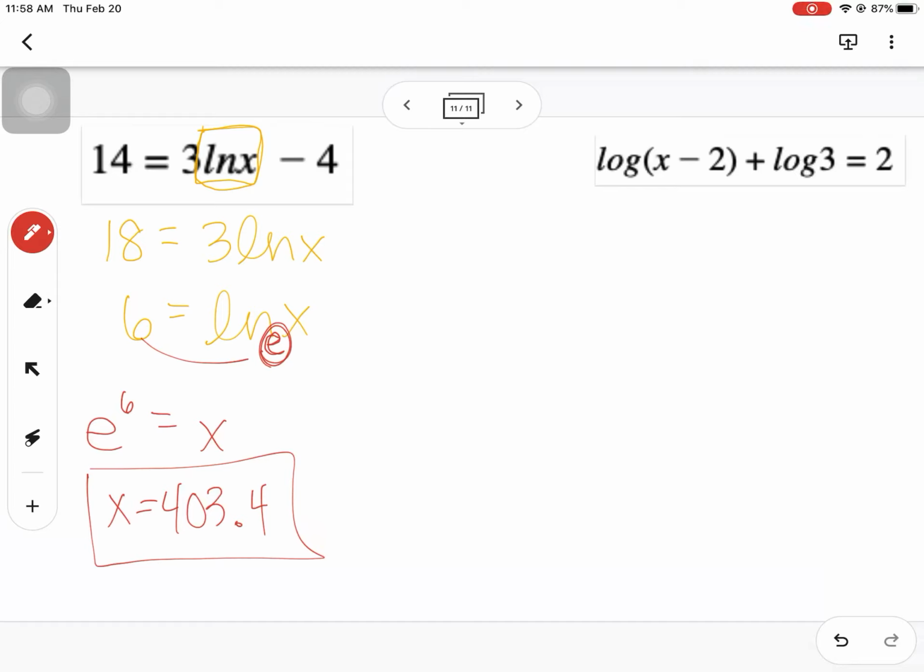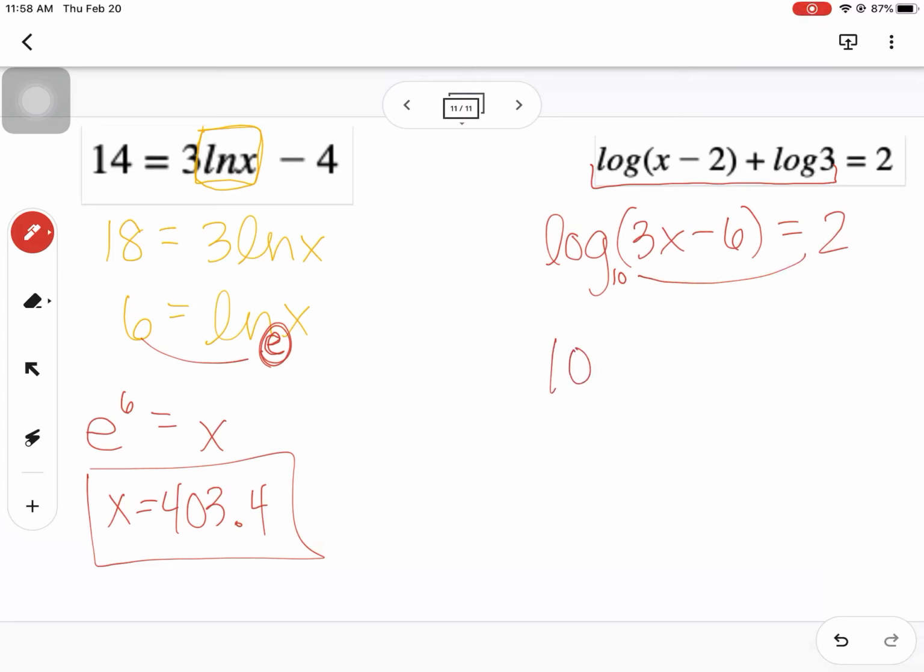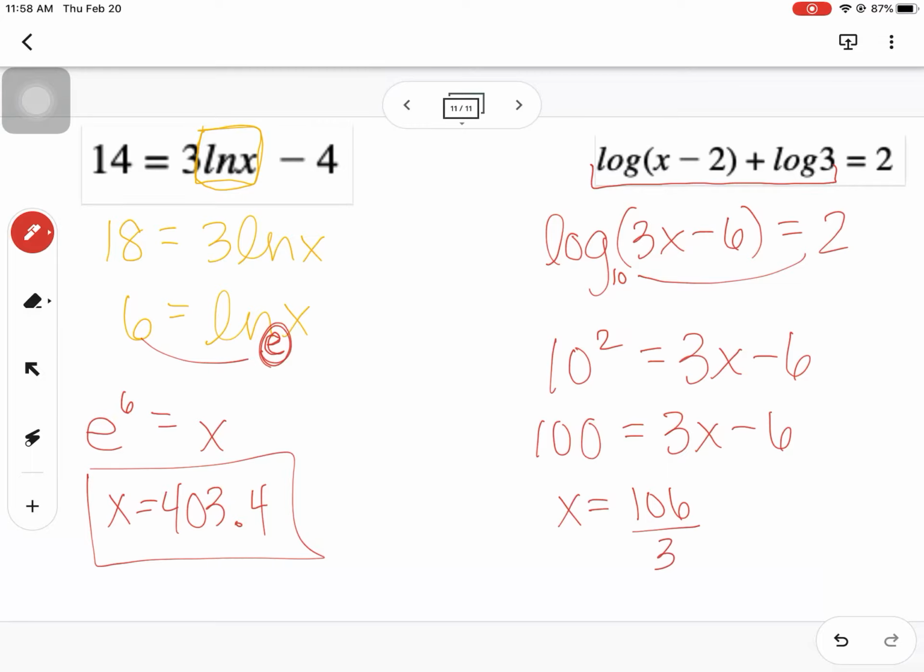Okay, last but not least on this one off to the right. Again, I'm going to start by condensing. So this is log of 3x minus 6. If I multiply those together, again, because it is added, the base here is a 10. So it's going to be 10 squared equals 3x minus 6. 10 squared, as we already saw, is 100. And then this is what we're going to solve. So we'll add 6, divide by 3, and x is 106 over 3, or you can get a decimal for that.